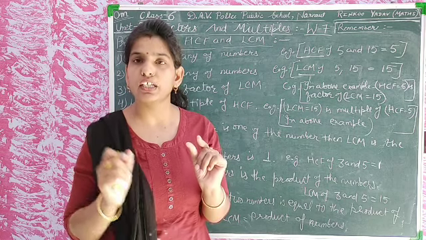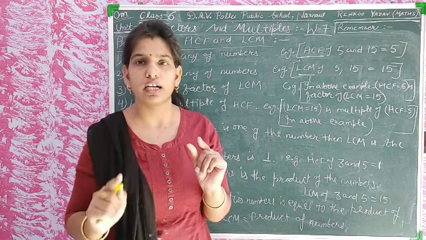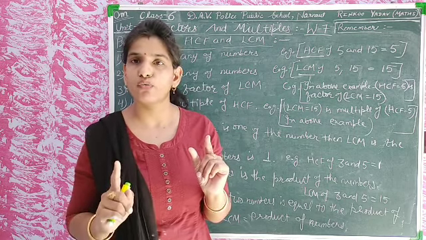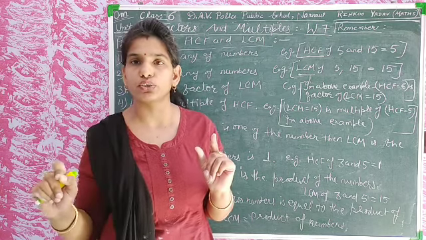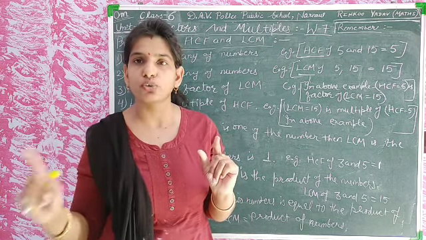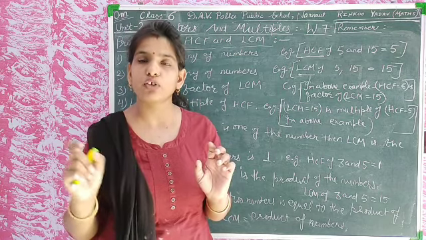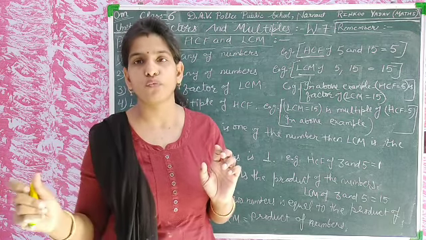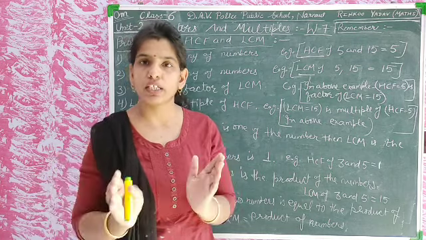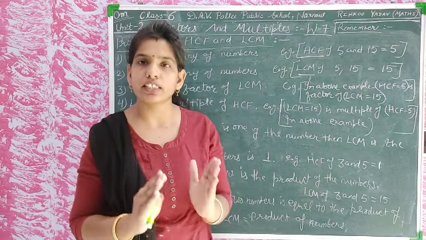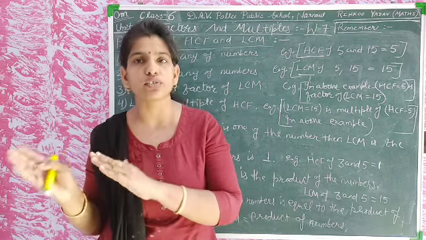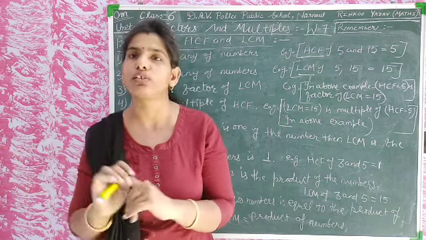If we multiply HCF and LCM, 1 and 15, the product of 1 and 15 is always equal to the product of the given numbers. These two given numbers are 3 and 5. It means the product of these two numbers is 3 into 5, that is 15. It means the product of the LCM and HCF is always equal to the product of the given two numbers.